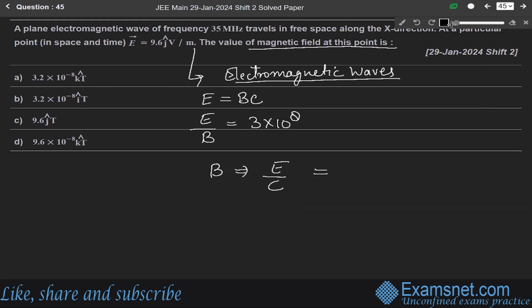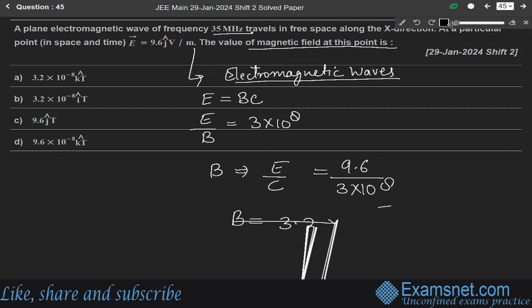9.6 j cap volt per meter, and the frequency is given 35 megahertz. So there is no use of this frequency. We can directly solve this question by E by C. 9.6 over 3 into 10 to the power 8. So solving it, we get B equals to 3.2 into 10 to the power minus 8 k cap into T. So the correct answer is option A, 3.2 into 10 to the power minus 8 k cap into T.